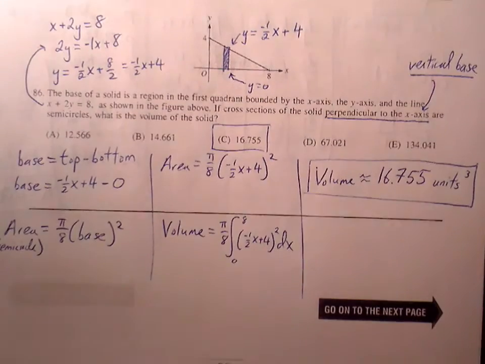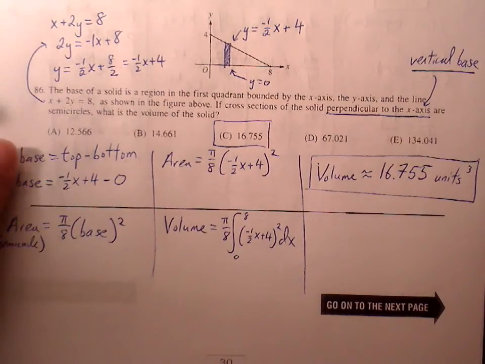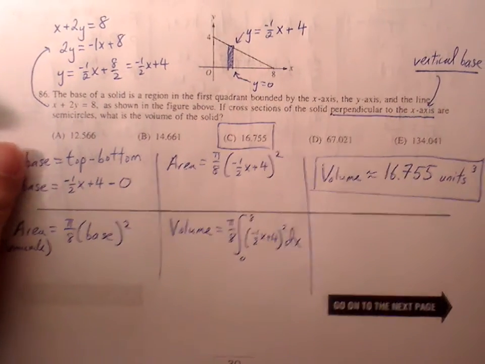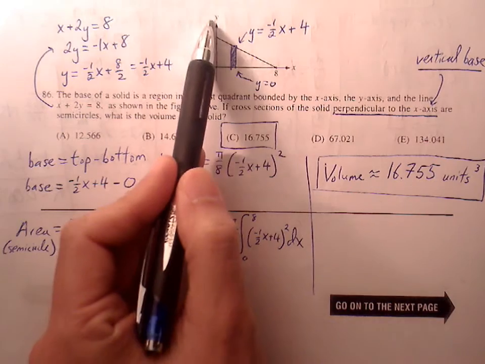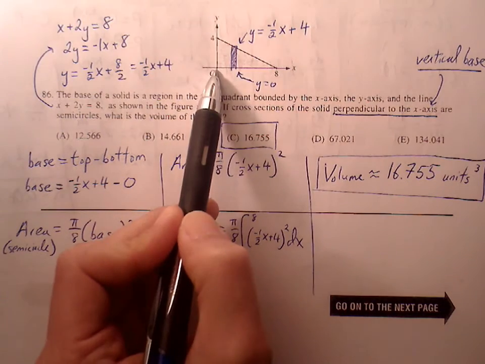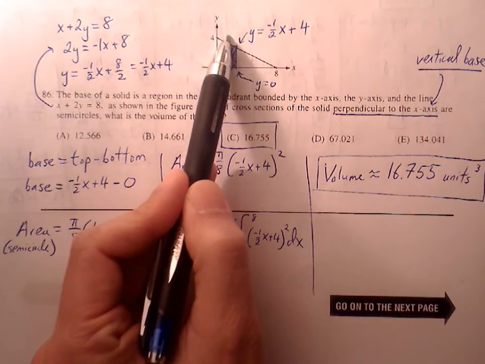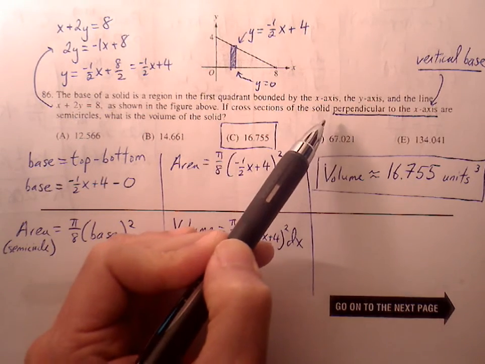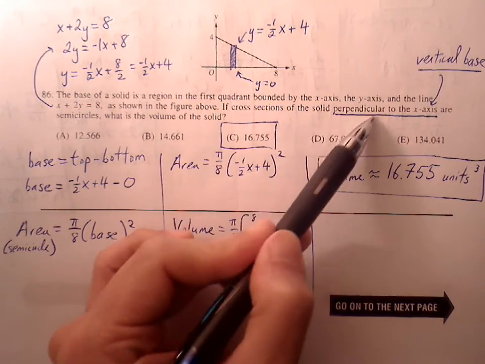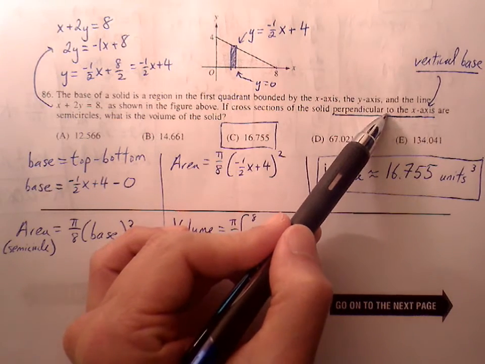Okay, number 86. Base of a solid in a region in the first quadrant is bounded by the x-axis. So here's the x-axis. The y-axis, that's a vertical line here. And the line x plus 2y is equal to 8. The cross-section is of a solid perpendicular to the x-axis. So there's a volume question.